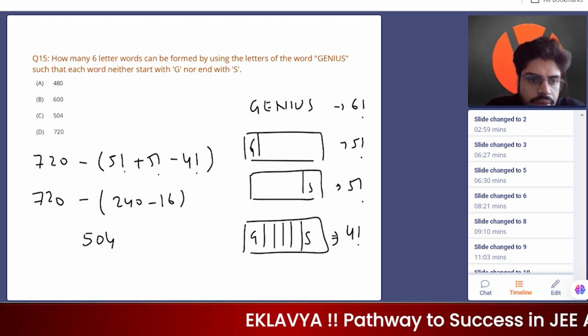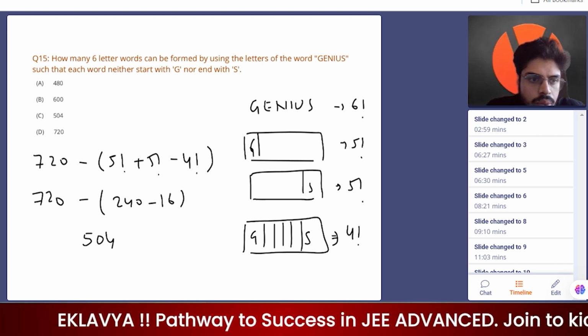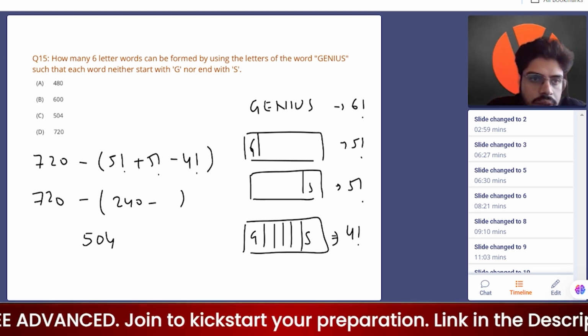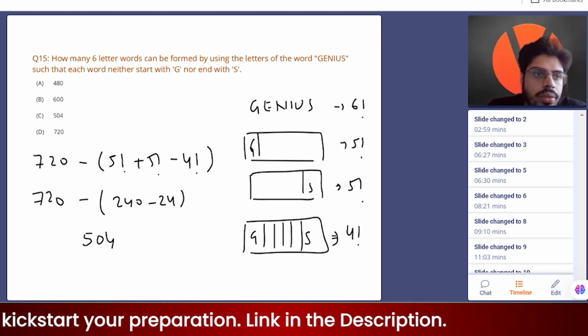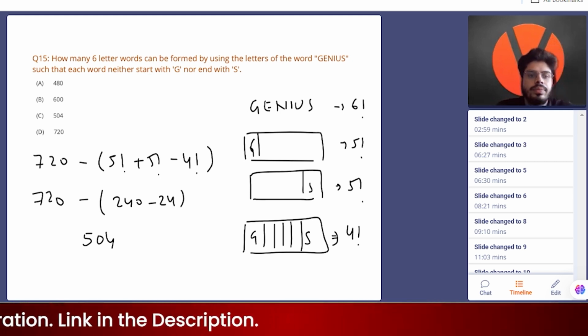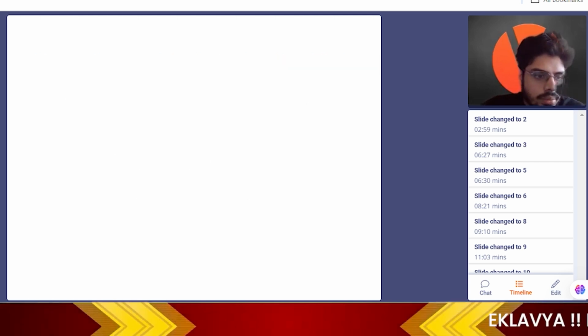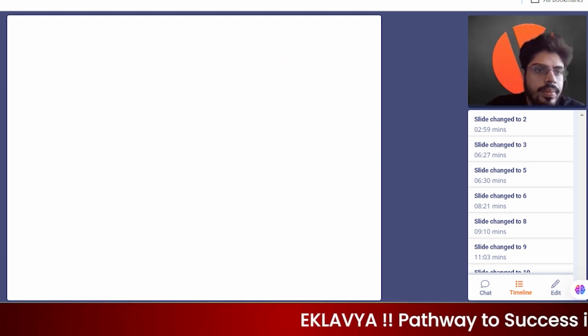5 factorial. Yes. Okay, sorry, this is 24 actually. 4 factorial will be 24. Yeah, now it's correct. 504. Okay.